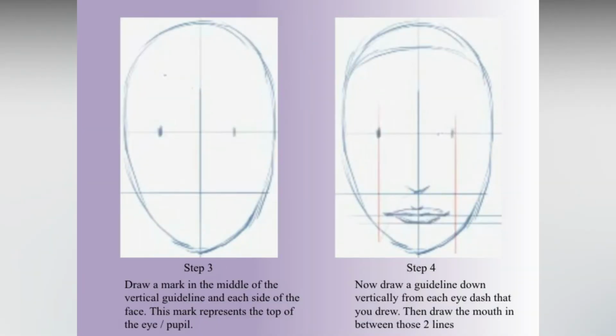Step 3. Draw a mark in the middle of the vertical guideline and each side of the face. This mark represents the top of the eye or pupil. Step 4 is to draw a guideline down vertically from each of those eye dashes that you drew. Then draw the mouth in between those 2 lines and the tip of the nose.